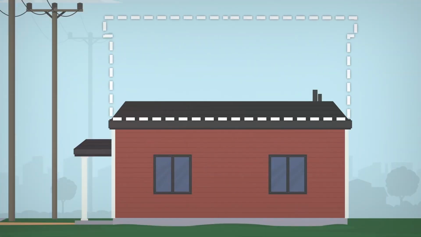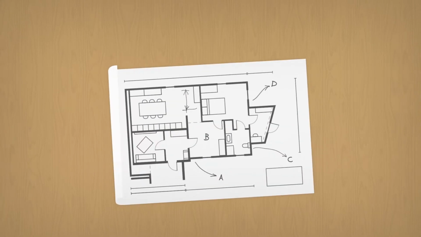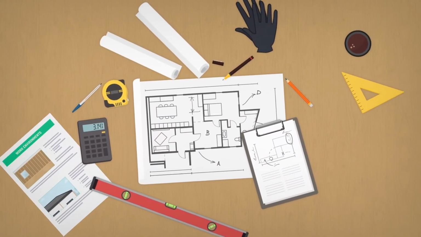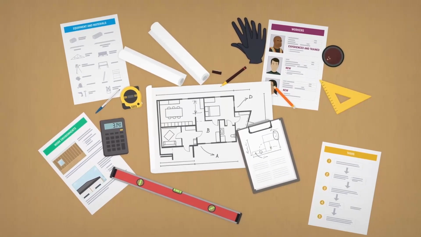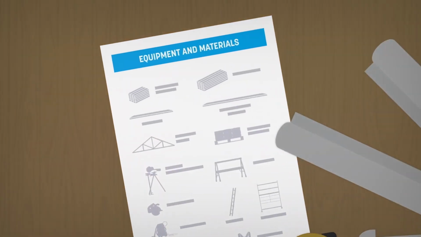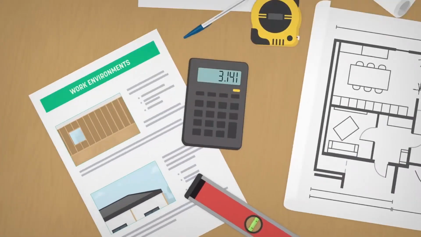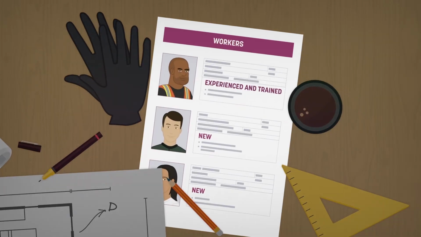If you hold off on identifying the hazards until it's time to start the job, you can count on unwelcome surprises that will prevent the job from getting underway. What you need to do is identify the hazards during the planning stage. When identifying a hazard, the most important thing to do is analyze each aspect of the work to be done. The equipment and materials to be used, the tasks to be performed, the work environment, and yes, even your workers.